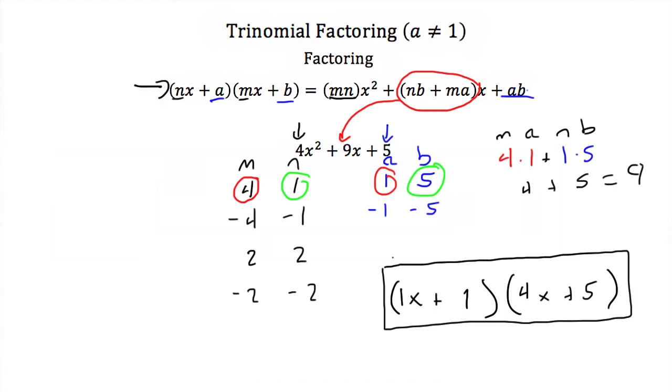And you can check your answer by FOILing this out. You would take 1x times 4x, which is 4x squared. You'd have 1x times 5, which is 5x. 1 times 4x, which is 4x. And then 1 times 5, which is 5. Add your like terms, and you'd have 4x squared plus 9x plus 5, which is exactly what we were looking for.